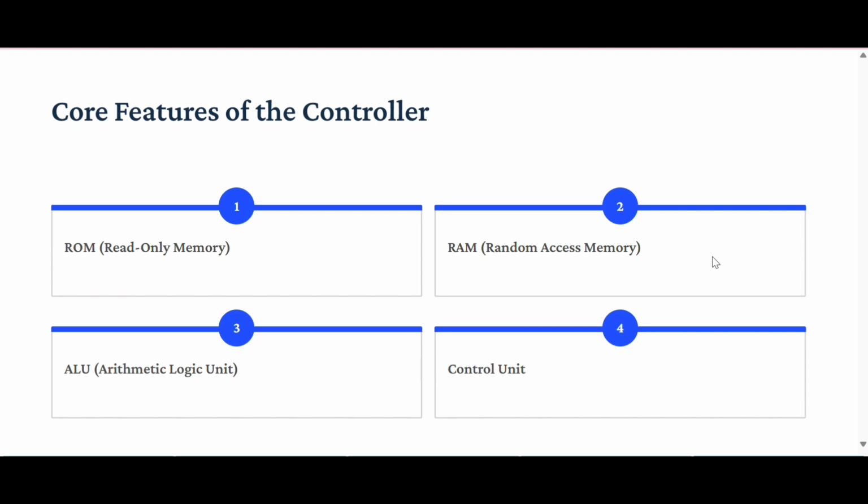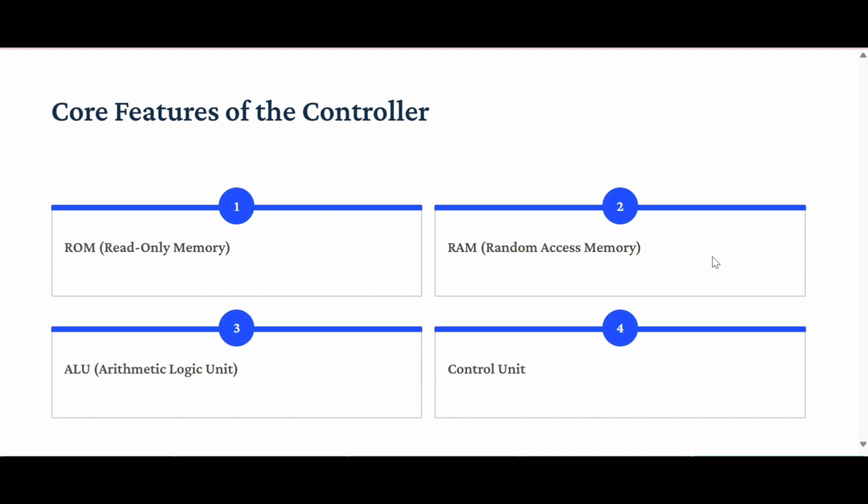Next is ALU, Arithmetic Logic Unit. Now this part is called the calculation unit. ALU is responsible for calculations and decisions. For example, when we compare two numbers or calculate marks, our brain performs calculation. In the same way, ALU performs operations like addition, subtraction, and comparison inside the controller.